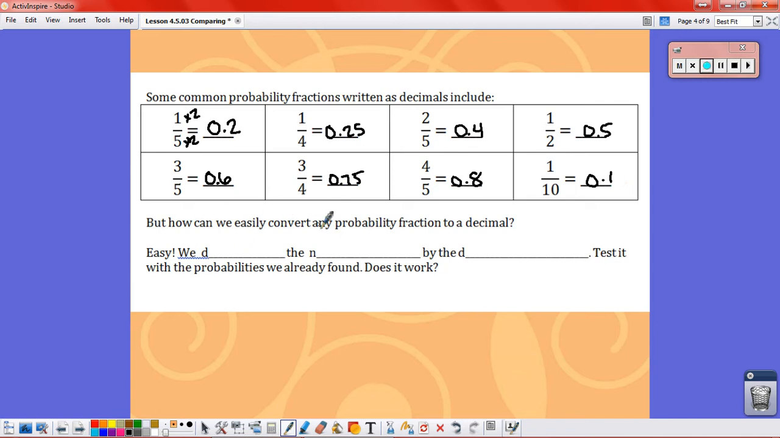But how can we easily convert any probability fraction to a decimal? Because these are pretty basic, but you might get something harder, like something out of twelfths. Twelfths don't go quickly and easily into a multiple of 10, a power of 10. So, what we do is we divide the numerator by the denominator.